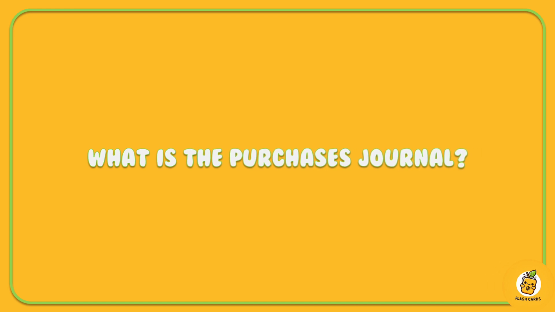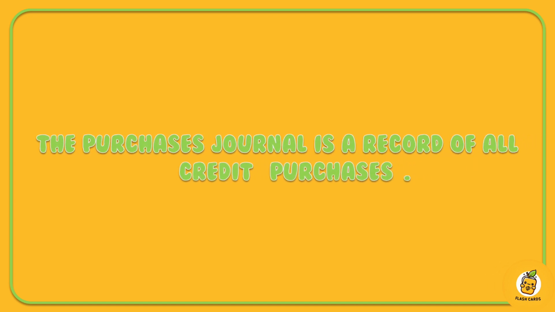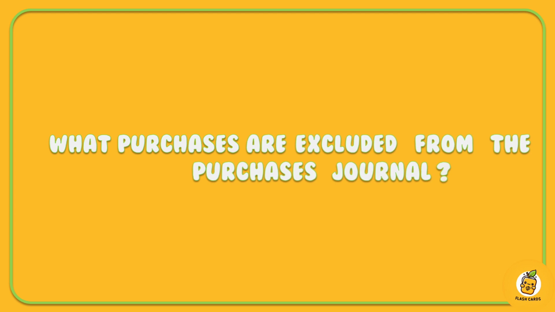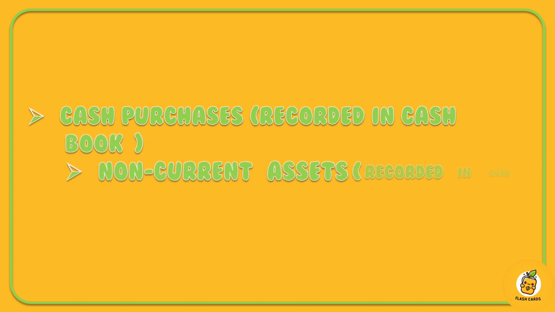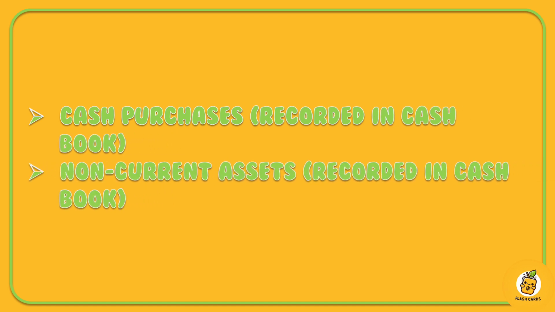What is the purchases journal? The purchases journal is a record of all credit purchases. What purchases are excluded from the purchases journal? Cash purchases are recorded in the cash book, and non-current assets are recorded in the cash book.